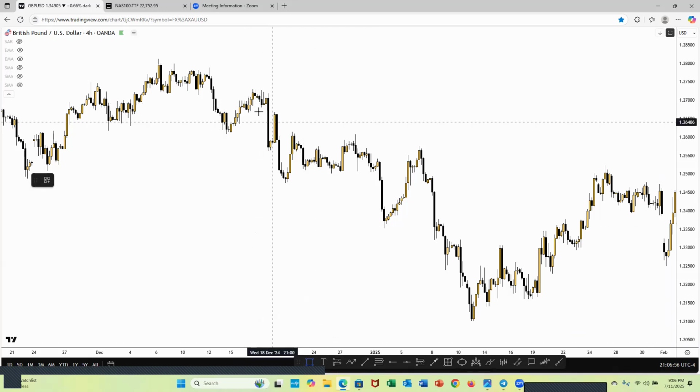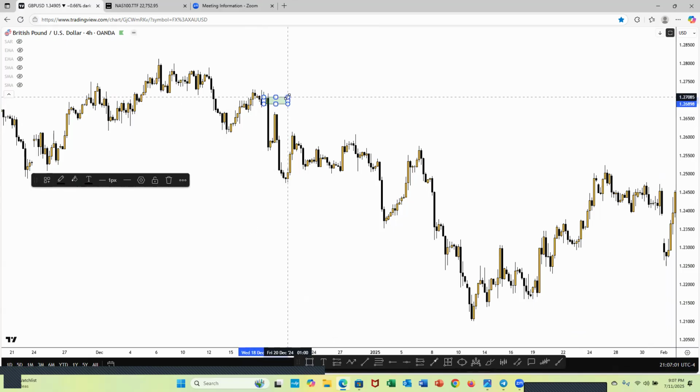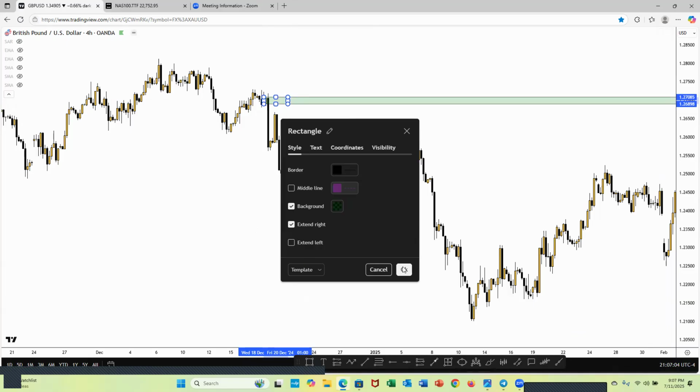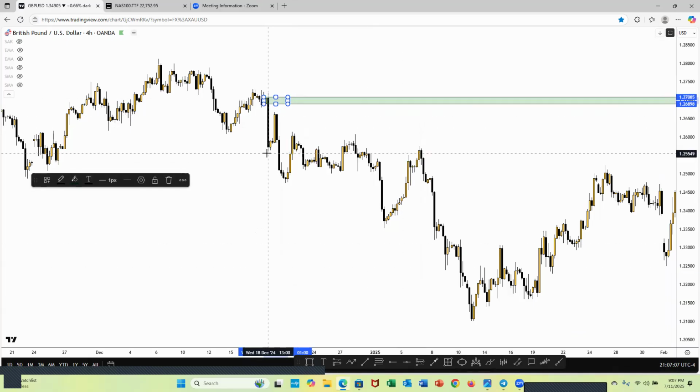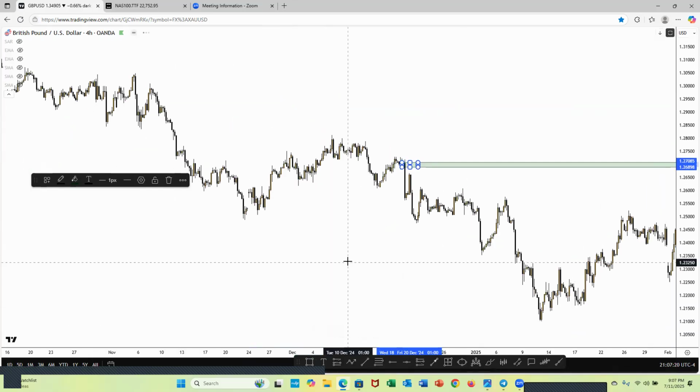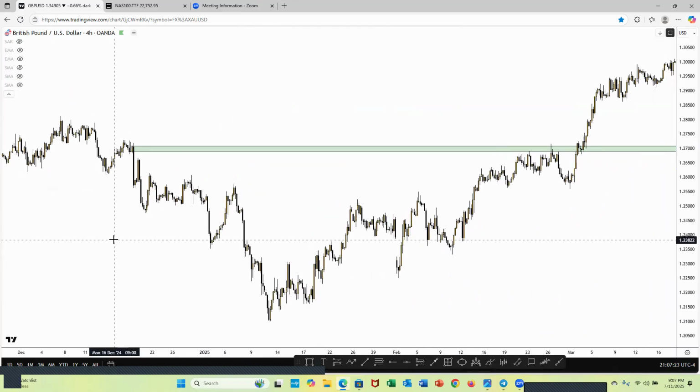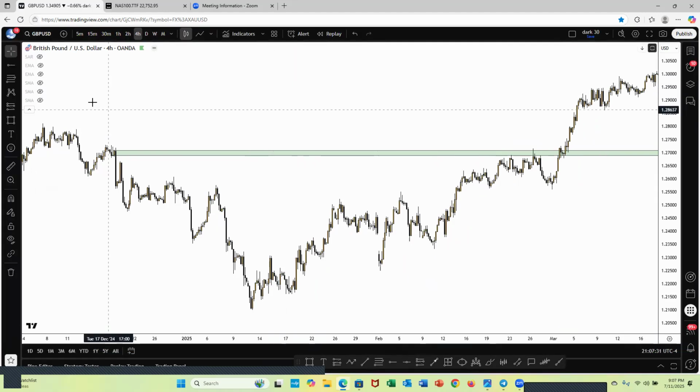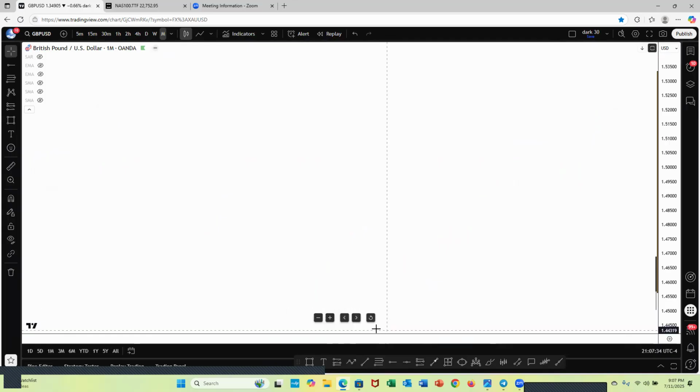Basically, she said when you have a small candle and then a big candle right after it, that's a demand zone. And in this instance, this supply. So you zone it out, and what you're basically waiting for is for it to come back to the area. This time it broke it, so that's not a good example. I'm gonna back it up in time. It'd be better to back it up in time.